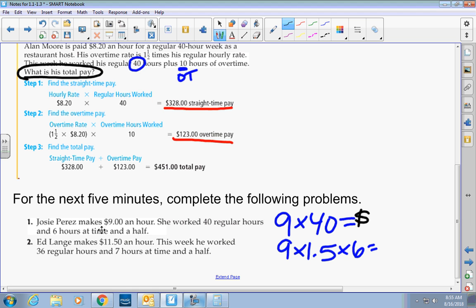9 times 40. Okay, so 9. Give me a 9. And then the time. 6. Here we go. All right. While I'm writing that down, work on this one. Just do all 3 in one single calculation.